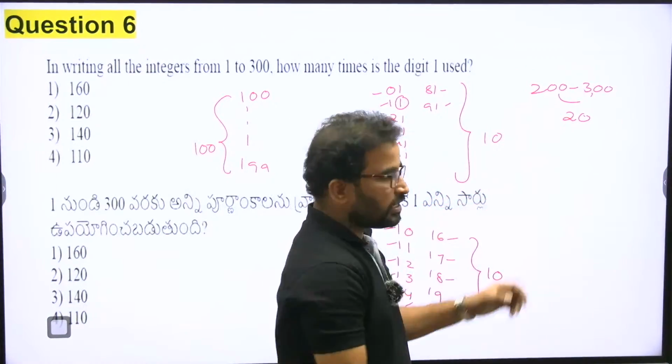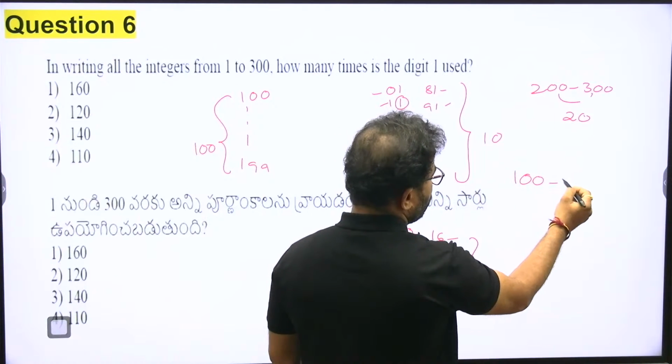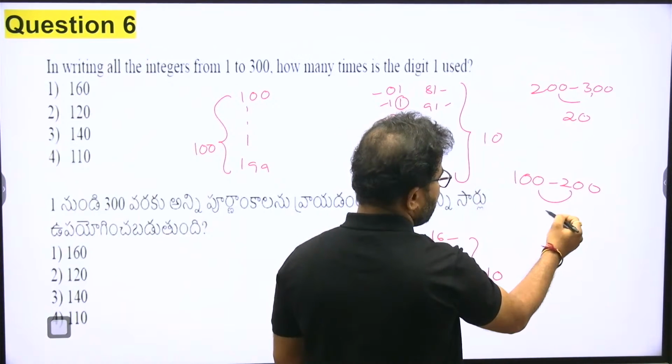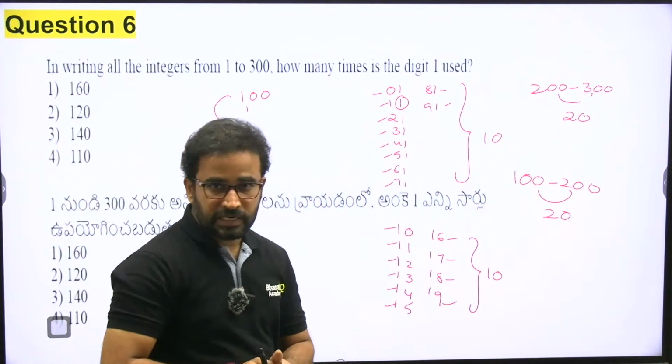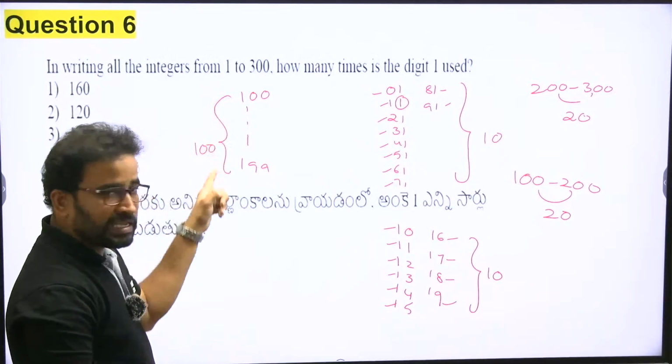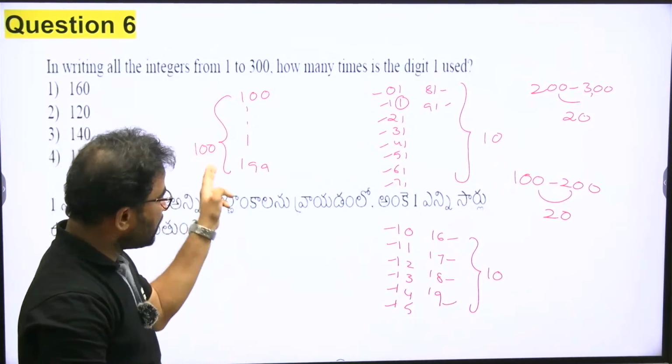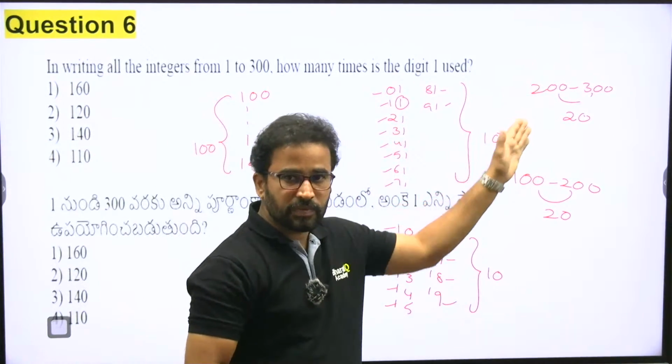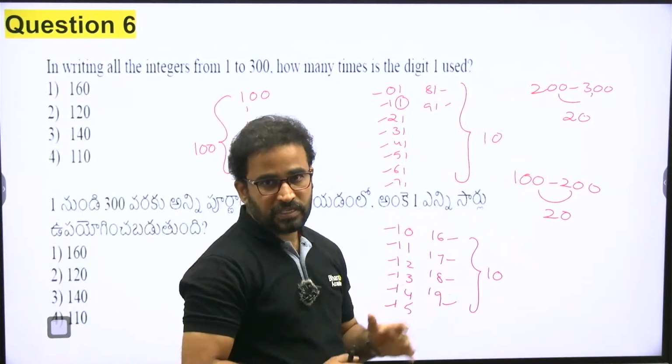From 200 to 320, again 100 to 200 also, unit digit and 10 digit, 20 times repeated. Here we are directly calculating 100 digit position: 100 plus 20 plus 20 plus 20. So these things you need to remember.